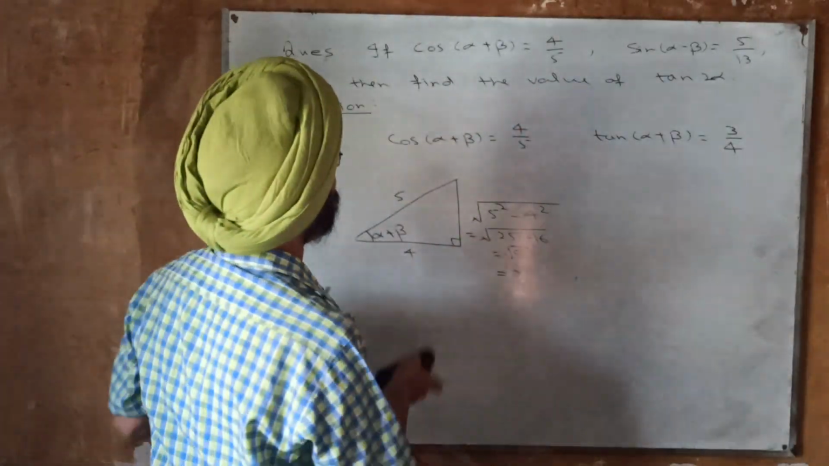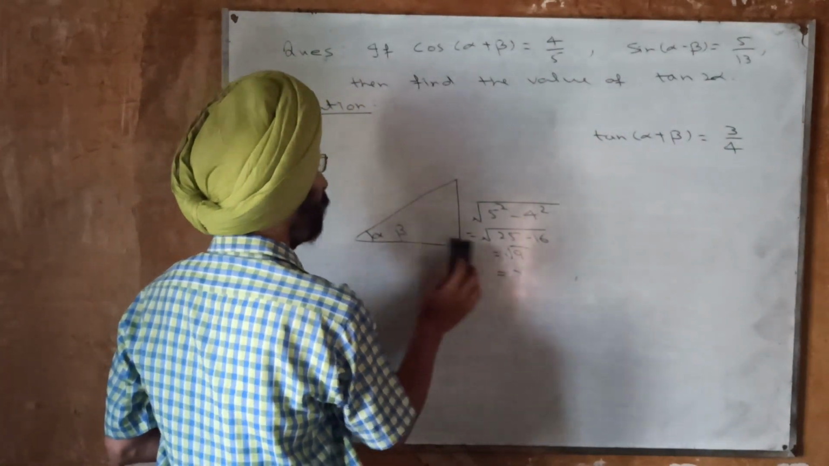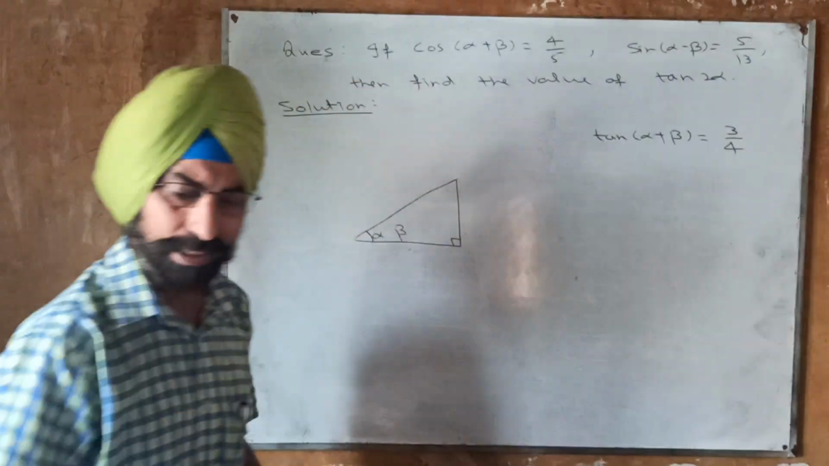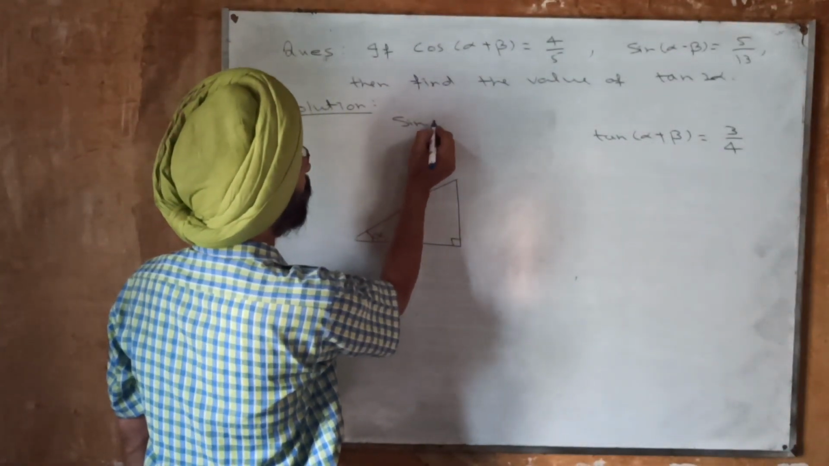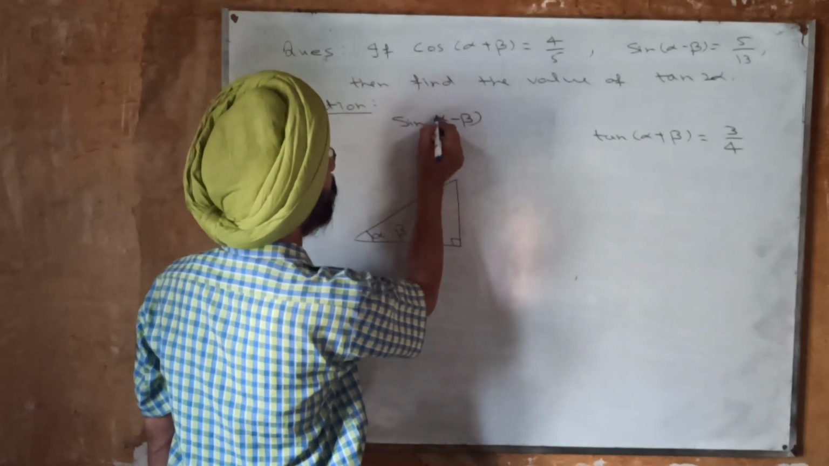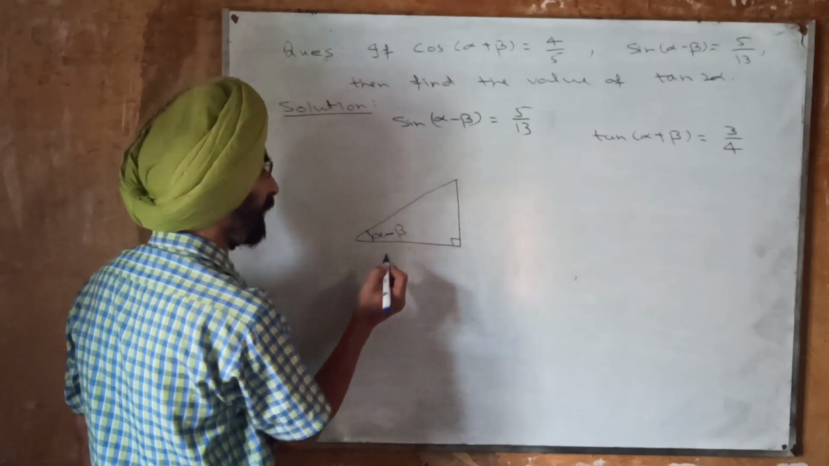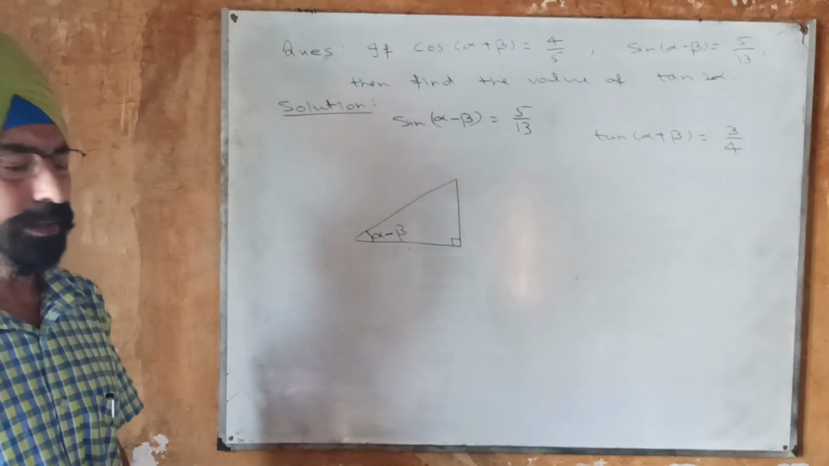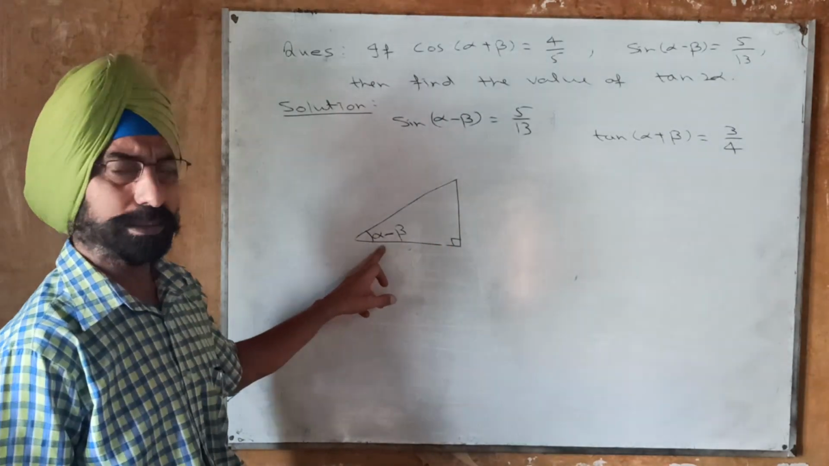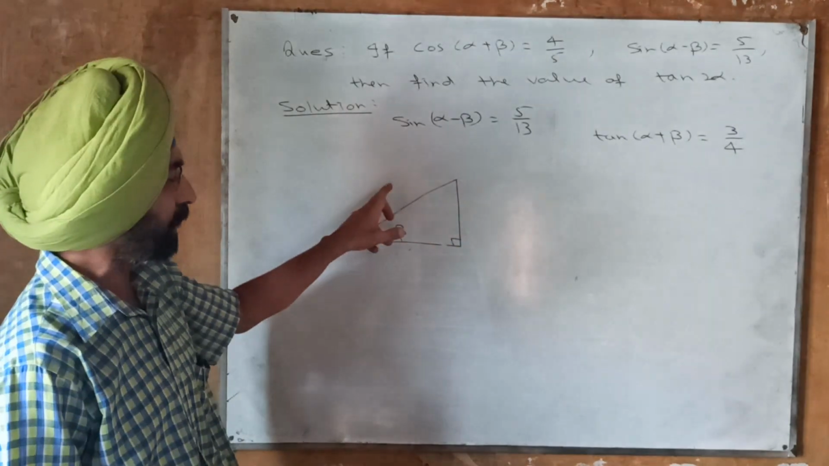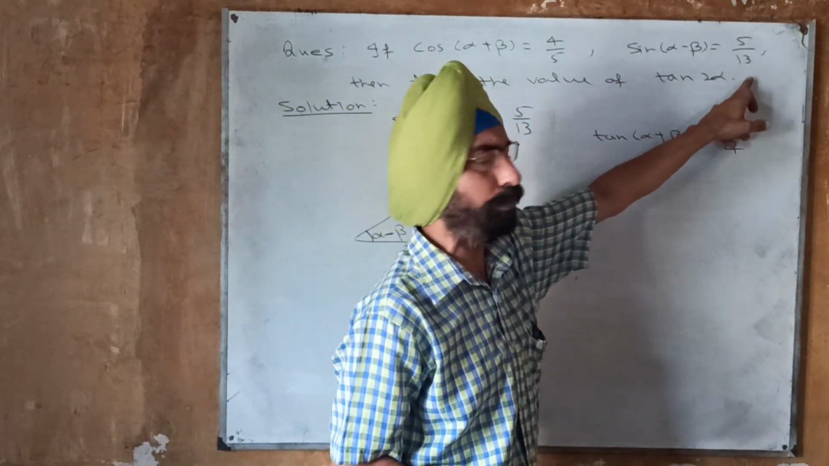Now I am going to the other part. So once again I will have to consider the triangle. I will have to consider the property. So here sine(alpha minus beta) is 5 upon 13. This time I am taking this angle to be alpha minus beta. In this right angle triangle, right angle at this angle, this is alpha minus beta. So this is again perpendicular, this is hypotenuse, and this is base. And sine(alpha minus beta) is 5 upon 13.